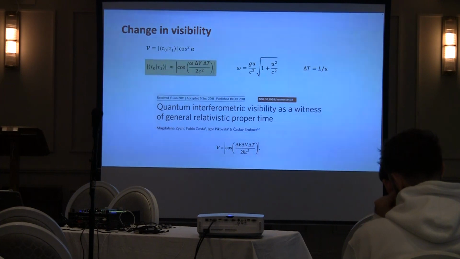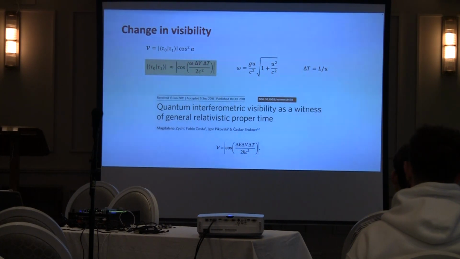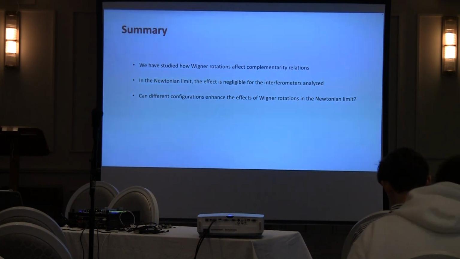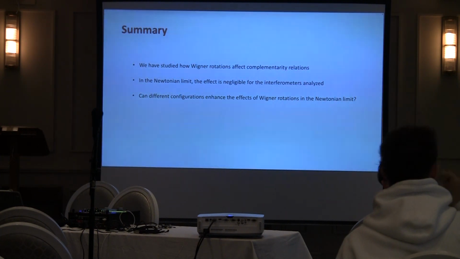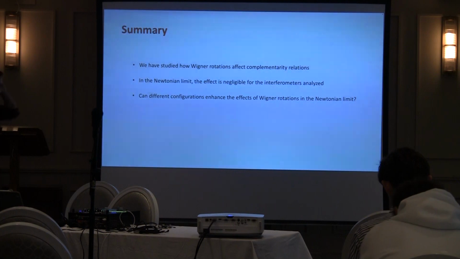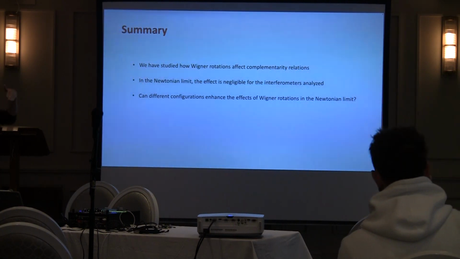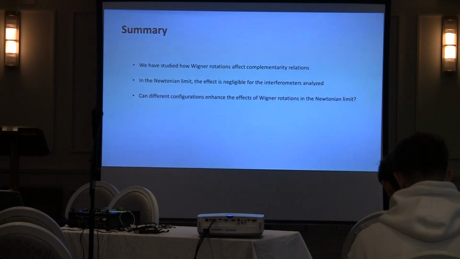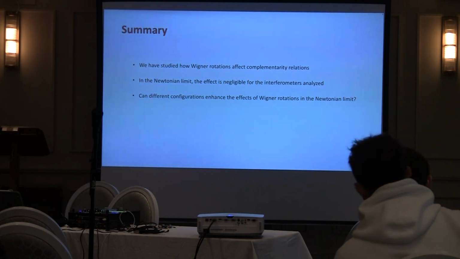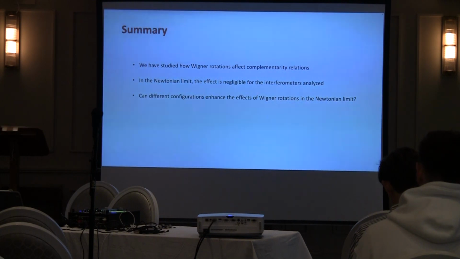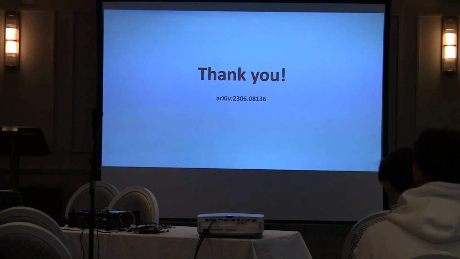And then, good, in the end, I think that's basically what I wanted to say. So we saw how Wigner rotations can affect complementary relations, and in the Newtonian limit, even though it's negligible, it can actually be relevant if you have scenarios with stronger gravitational fields. Now, a question that we have is, in the Newtonian limit, if you can find clever ways to make Wigner rotations more relevant, maybe considering nested interferometers. It would be interesting to find ways to see a difference between just having a colored qubit and a spin as the internal degree of freedom. So yeah, thank you.